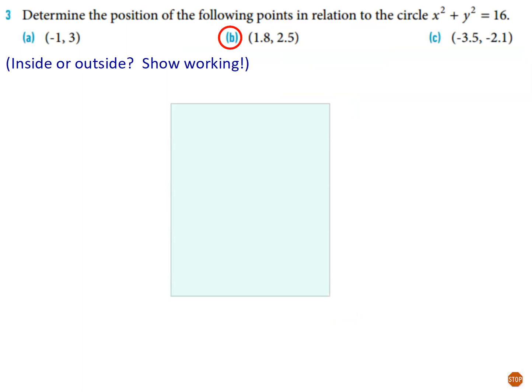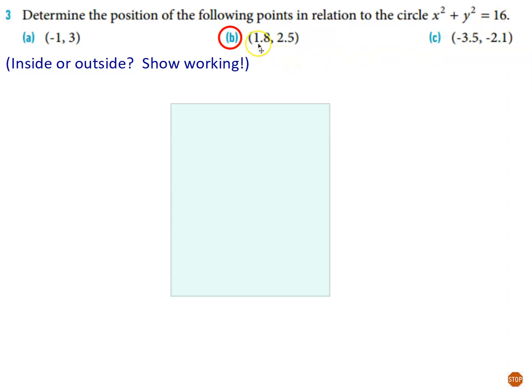Okay, determine the position of the following points in relation to the circle, x squared plus y squared equals 16. And by the position, what they're actually meaning is that point inside the circle, on the circle, or outside the circle? So I suggest you stop the video and see if you can work out a way of figuring that out. We haven't done it yet, but it's not all that challenging to figure out. So have a go, please.